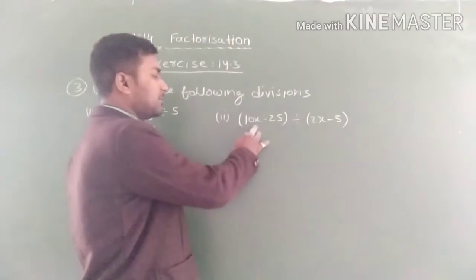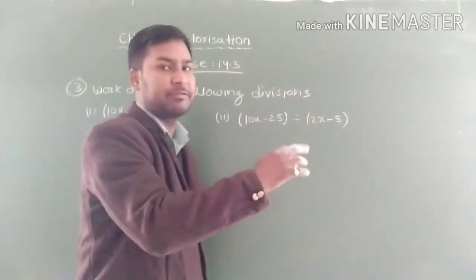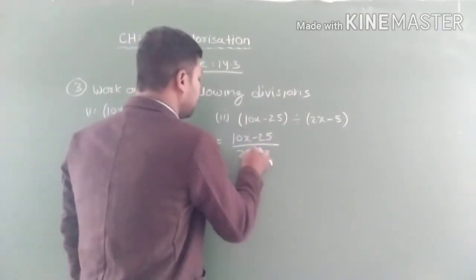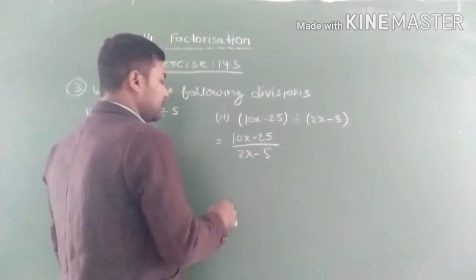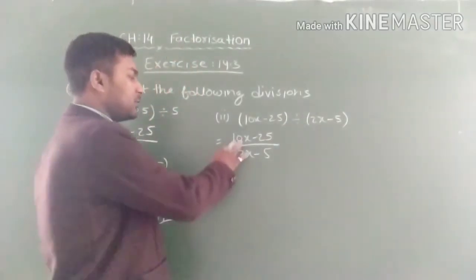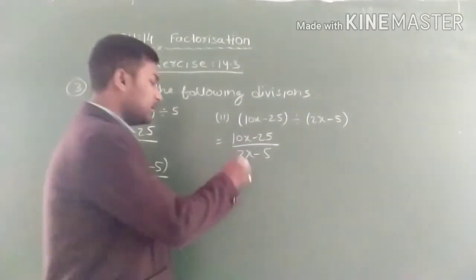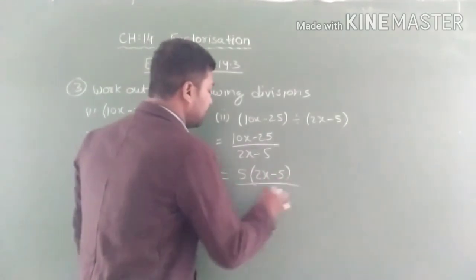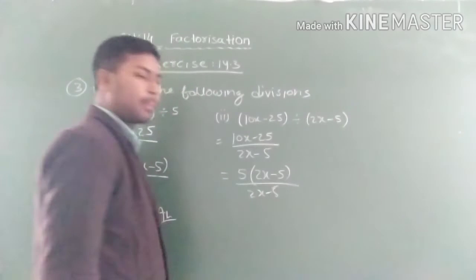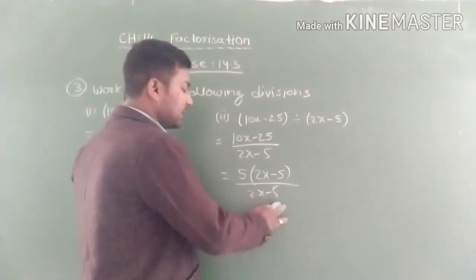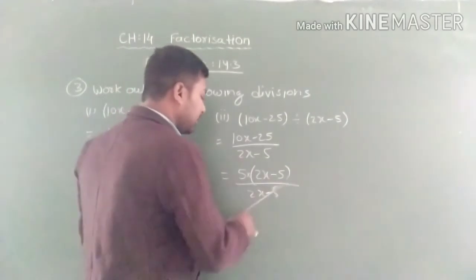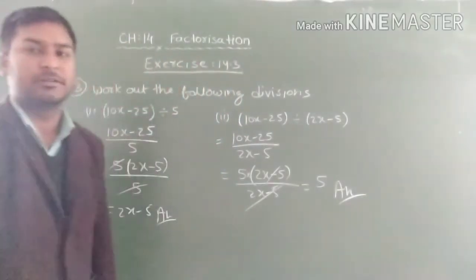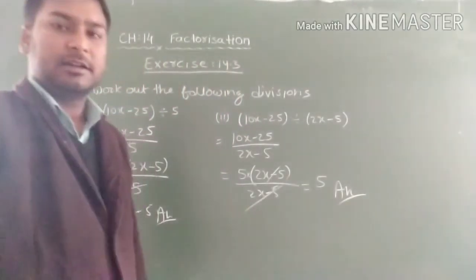Now second question, 10x minus 25 divided by 2x minus 5. So we can write here 10x minus 25 divided by 2x minus 5. So again same process, 10x minus 25. What is common? 5 is common. So 5 times 2x minus 5, divided by 2x minus 5. Now 2x minus 5 and 2x minus 5, this is a multiplication sign, so it will be cancelled out. What is that? 5 is left. This is the answer. It's very easy. Next question.